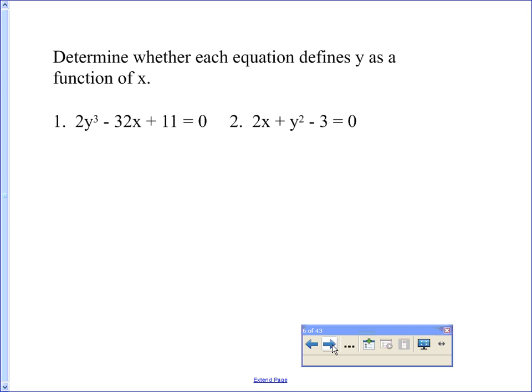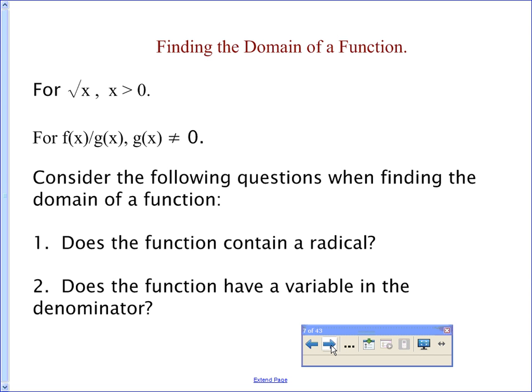Now we're going to look at the domain of a function. So for the square root of x, when x is greater than 0, if you have f of x divided by g of x and you're asked to find the domain, then we have to consider a couple of things.